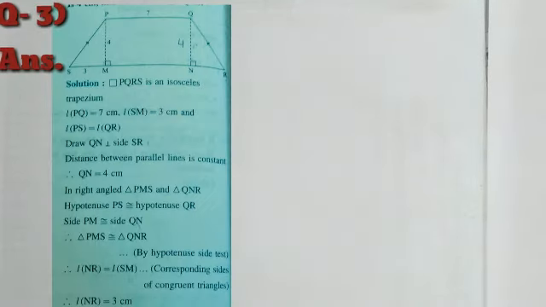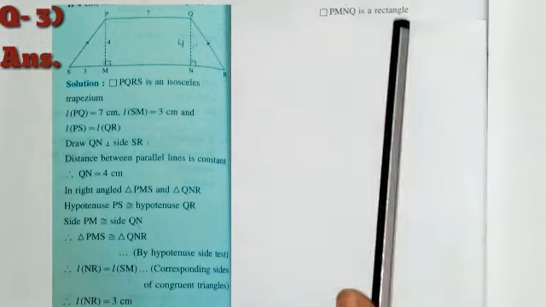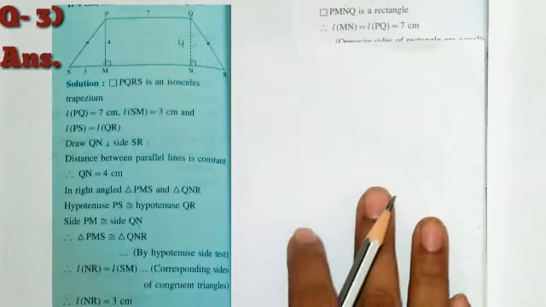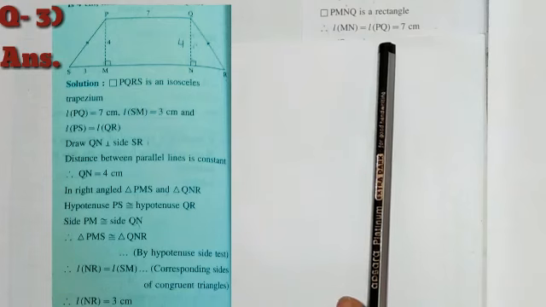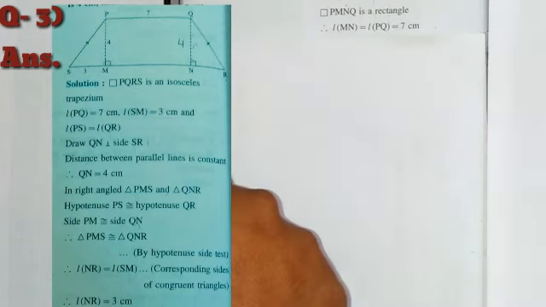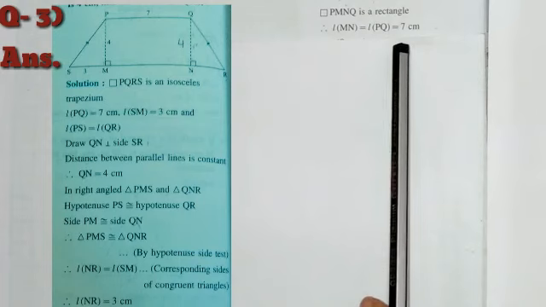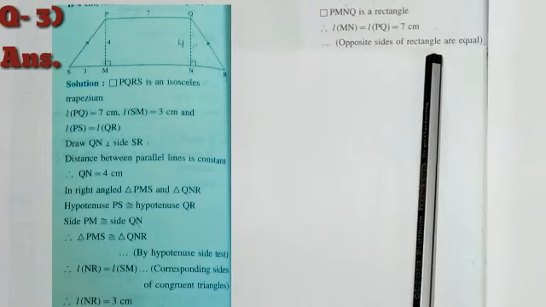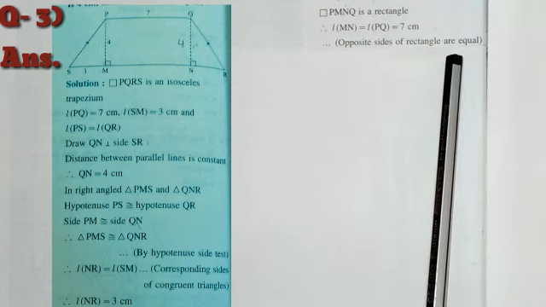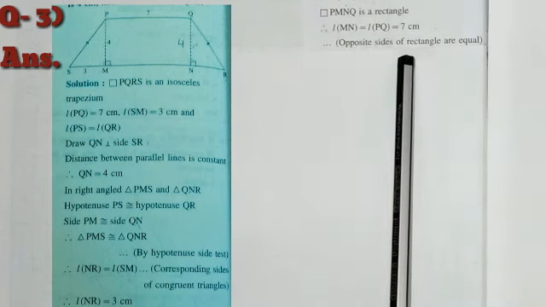Now students, let's concentrate on the central part of the figure, that is the rectangle PMNQ. So in rectangle PMNQ, the length of MN is equal to the length of PQ. Yes, MN and PQ both have the same measurement, therefore their measurement is 7 centimeter only, because the opposite sides of the rectangle are equal. So this reason we have to write in the bracket.